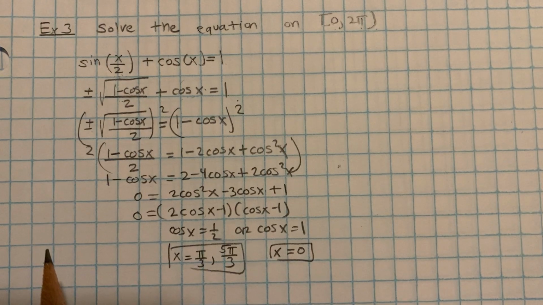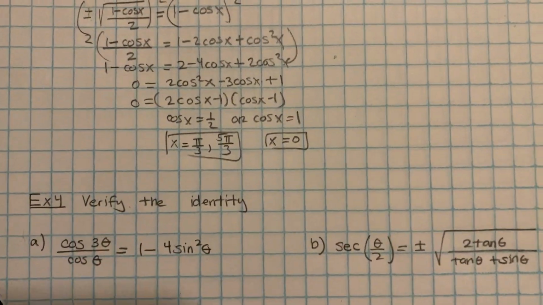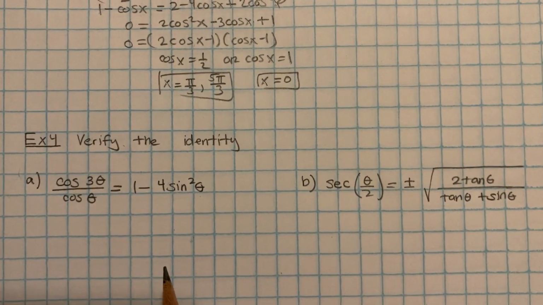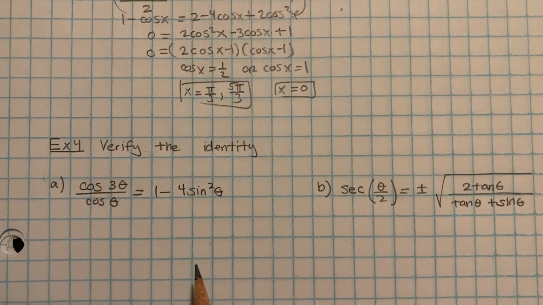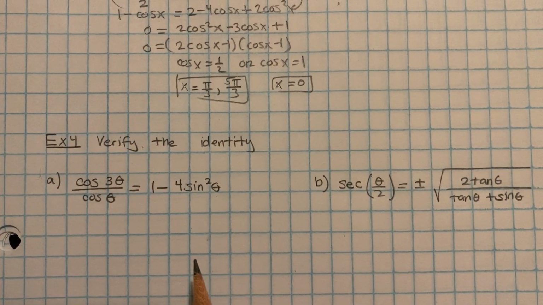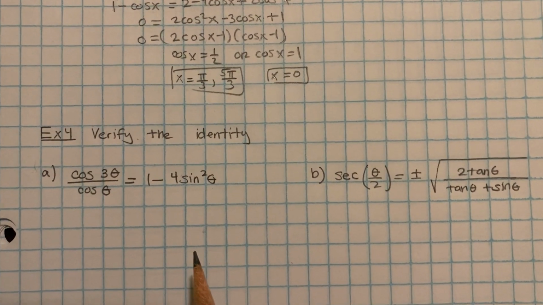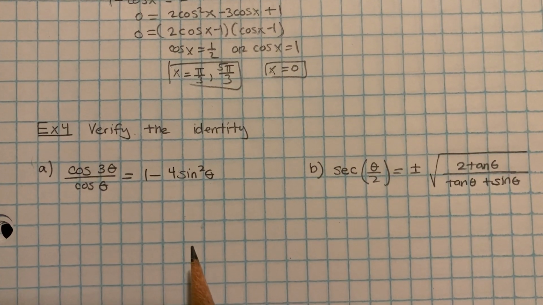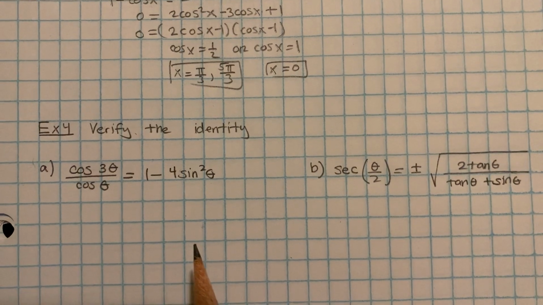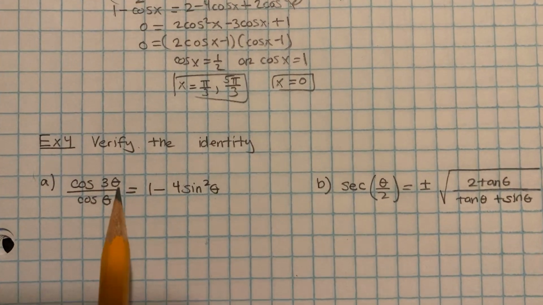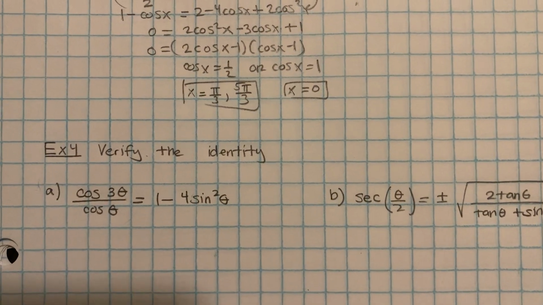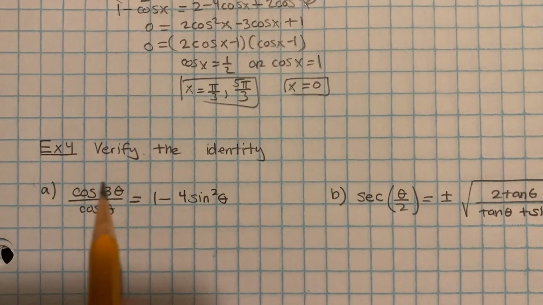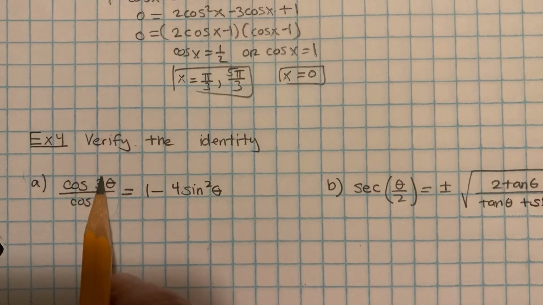Okay, so moving on to the very last problem here. You thought you were done with verifying trig identities, but there are more trig identities now that you know double angle, half angle, and also your cosine, sine, and tangent sum formulas. This is an example where you're going to have to go back and use your sum formula. So I'm going to manipulate the left side of this problem here.